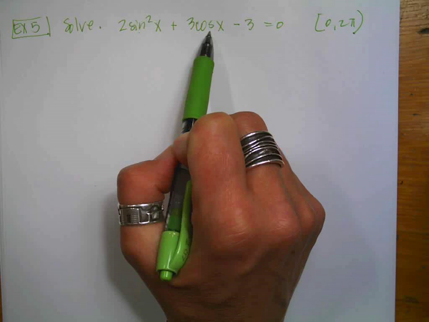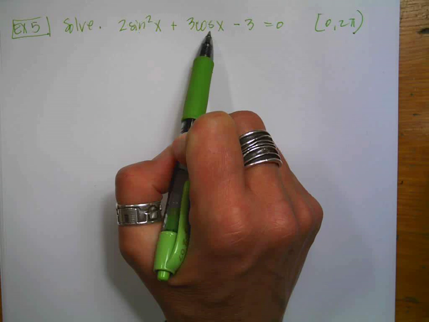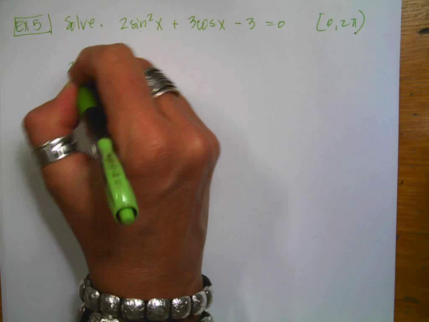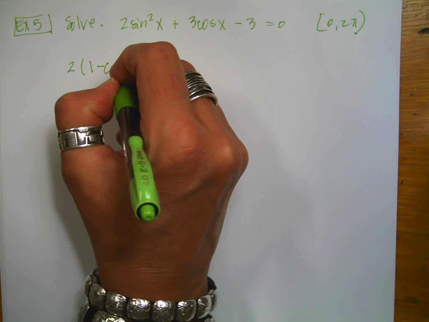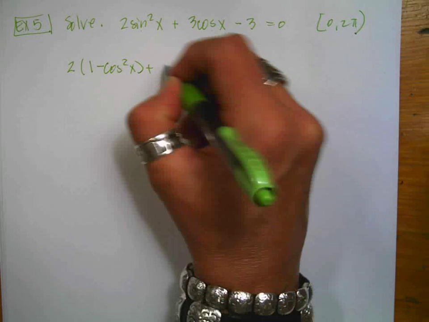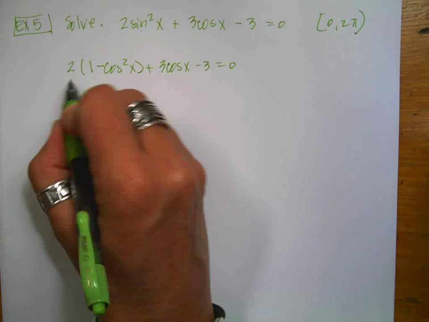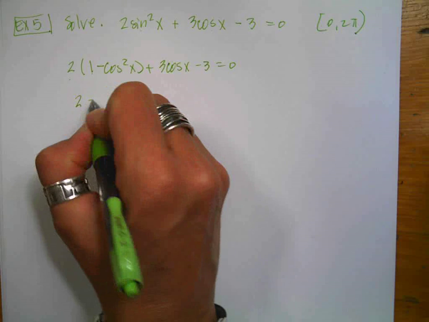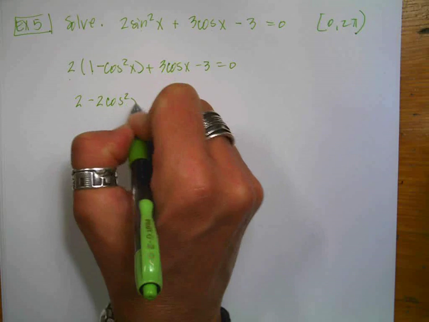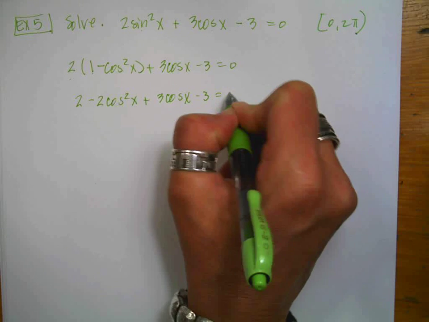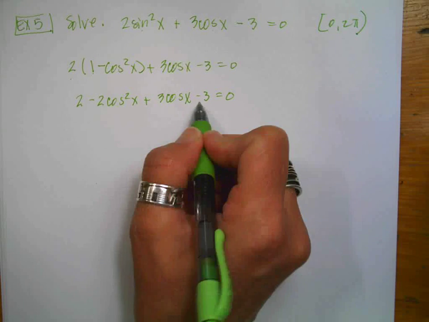I notice that I have sine things and cosine things. So I need to have all the same variable to make the math easier. So I'm going to rewrite sine squared. So I'm going to have 2 times 1 minus cosine squared x plus 3 cosine x minus 3 is 0. Going to distribute 2 minus 2 cosine squared x plus 3 cosine of x minus 3 is 0.